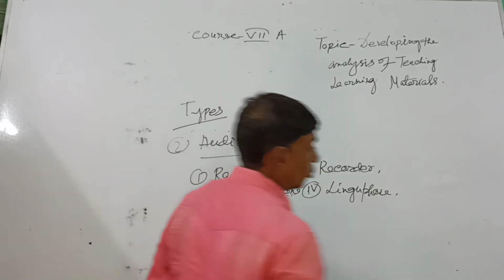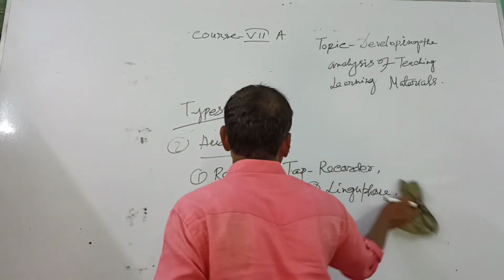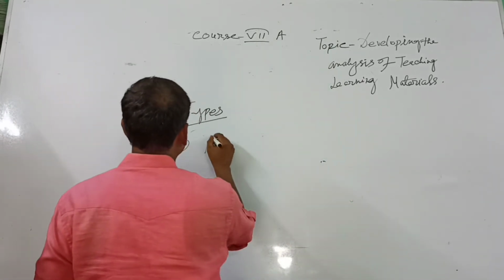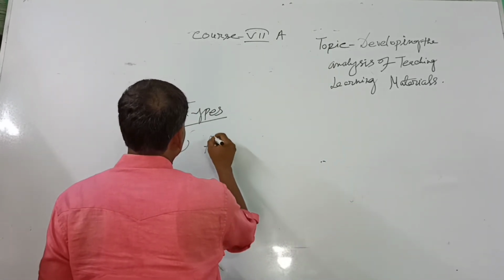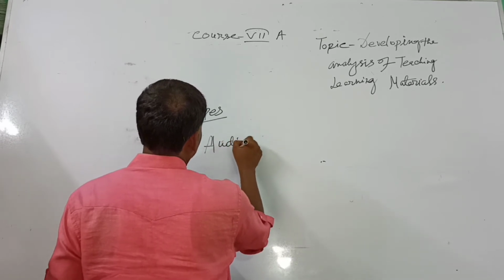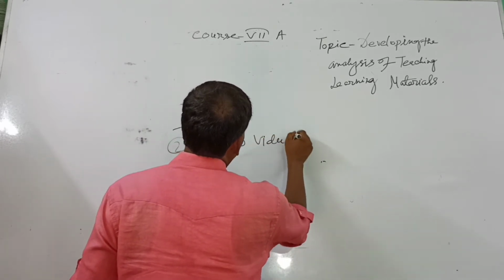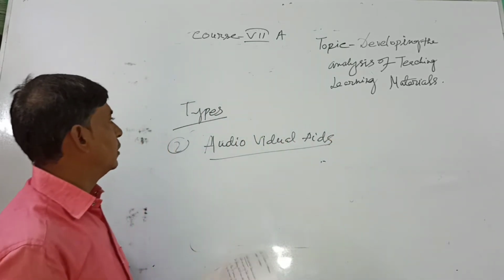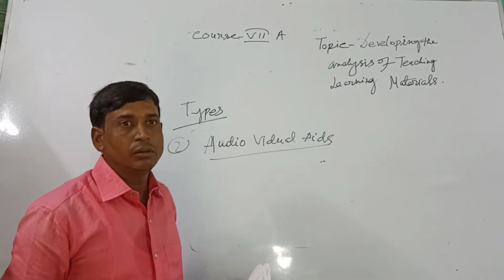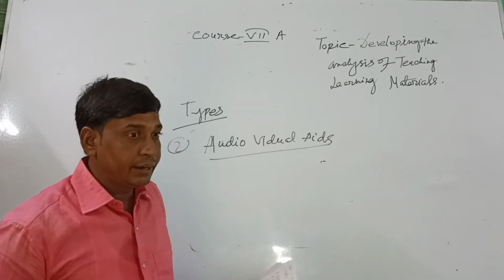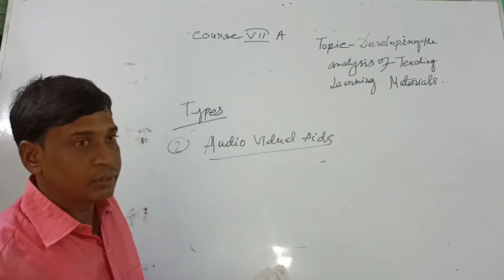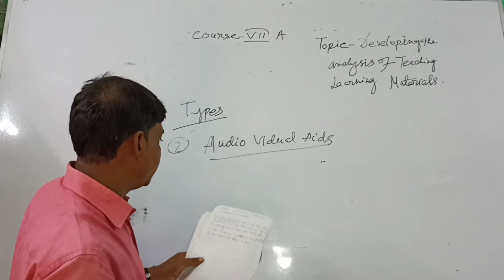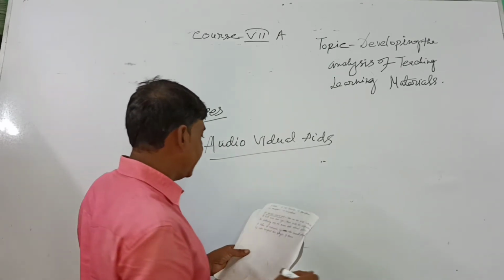Next, come to audio-visual aids. What are audio-visual aids? The aids which appeal to both eyes and ears are called audio-visual aids. The TLM, or teaching learning material, that appeals to both eyes and ears is called audio-visual aids. I am giving you some examples of audio-visual aids.